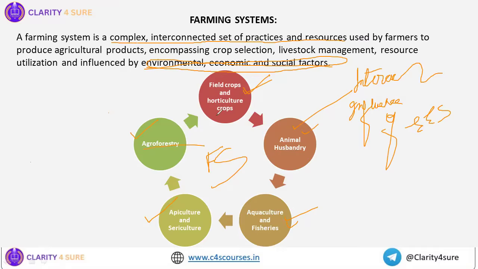When we integrate all these components into one place, the interaction among them and the influence of the environment, economic factors, and social factors, that gives you what? That gives you your farming system. Not to be confused with cropping system. Okay. Farming system should not be confused with the cropping system.